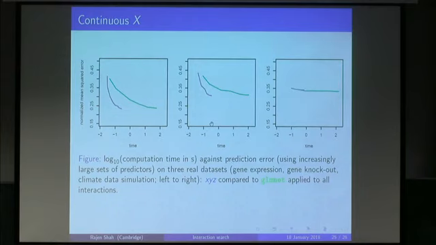And you see that as we increase the number of variables, which then makes the algorithm take longer, we're managing to get the same mean squared prediction error with XYZ as compared to GLMNet on all of the predictors with less computational time in a way. So it seems as if we're not losing out too much with this approximation.